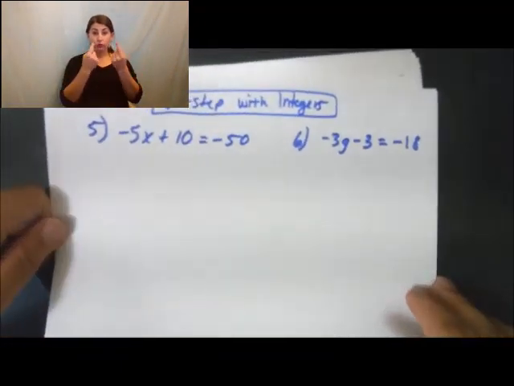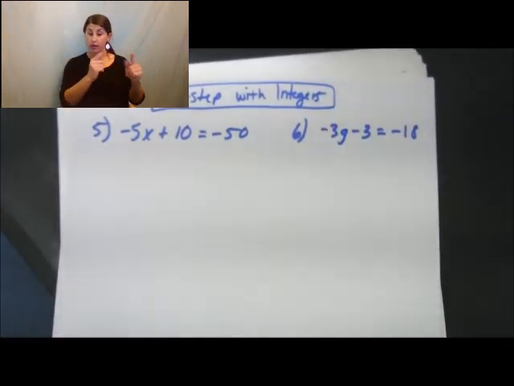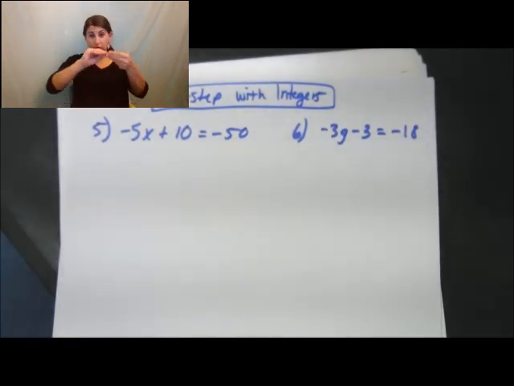So go ahead and try those two, and pause this when I'm done talking. Try those two, and then come back when you're done. Take your time. Remember the integer rules. Go ahead.